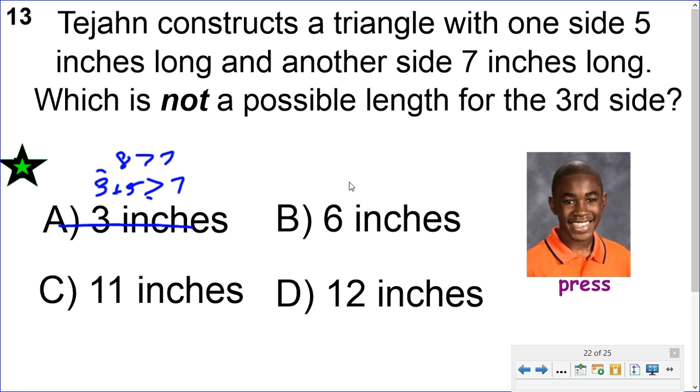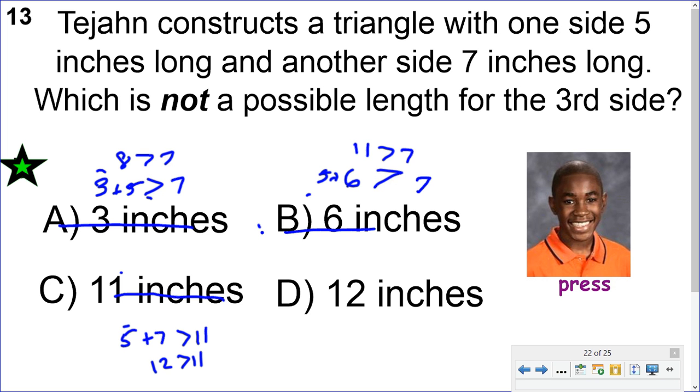And let's try 11. 5 plus 7. Those are my two smallest sides. See if that's greater than 11. That's 12. So that's not it. Try this one, 6. 5 plus 6, because 6 is my smallest side. And 7. 5 plus 6 to see if that's greater than 7. And that's 11. That's greater than 7. So that's not it. So it's got to be this one.